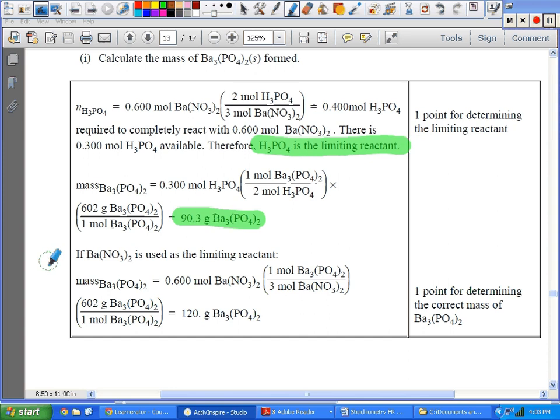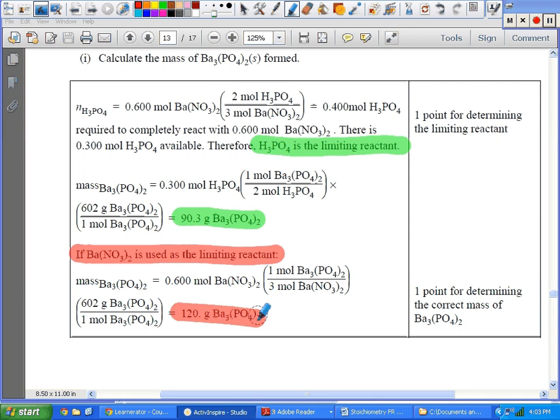Here's where I got my number from. If you keep reading, it says if barium nitrate is used as the limiting reactant. So let's say you pick that one. Notice they went mole to mole and then mole to gram, and that's where I came up with the 120. I read the sheet wrong, so my apologies. That's where that 120 came from. You're right if you got 90.3. But if you pick barium nitrate, you still could have earned a point, if your math proved that barium nitrate was the limiting reactant, even though technically you were kind of wrong.